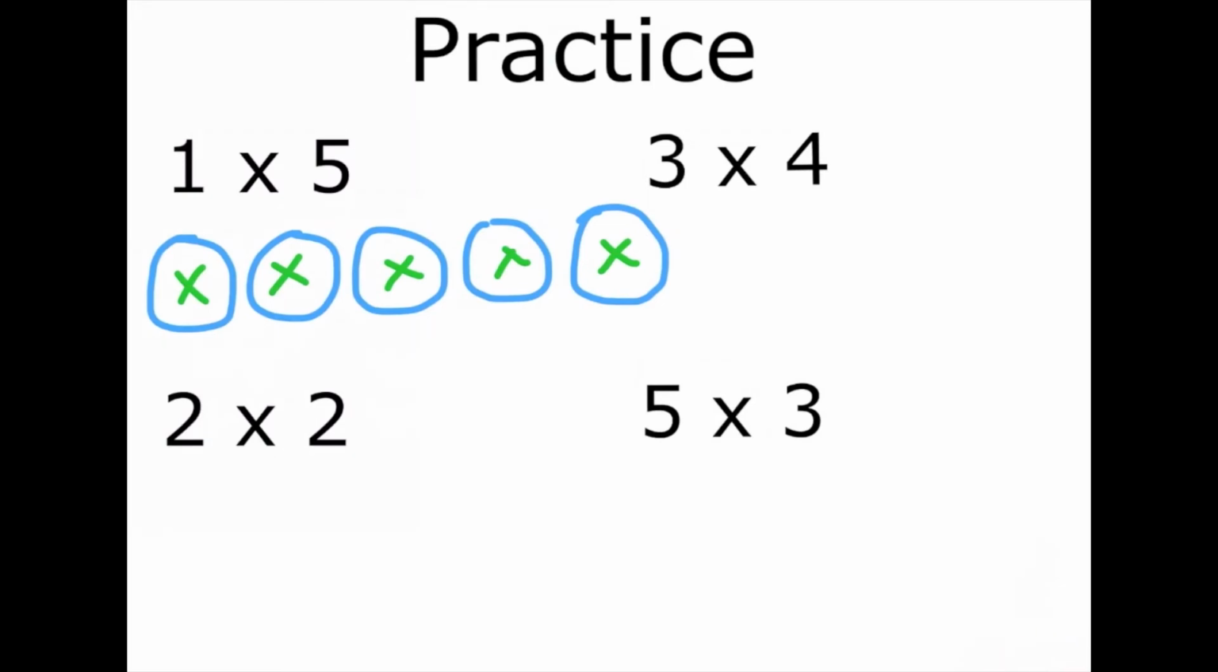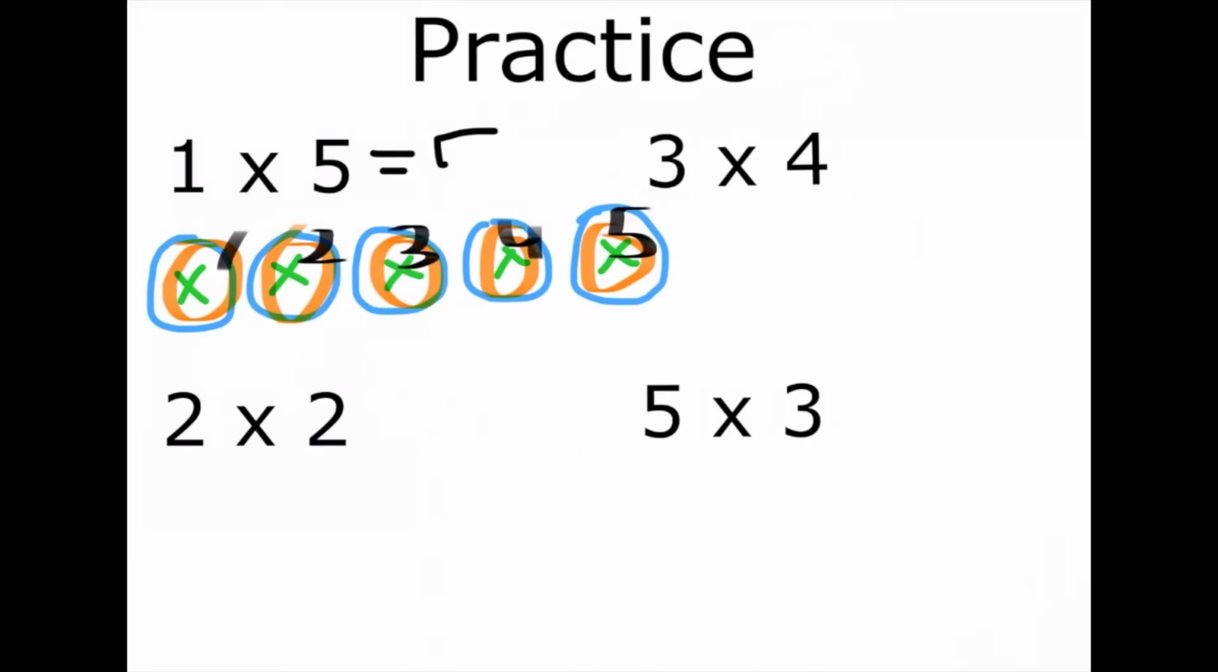Now we can count the number of x's we have in each group. We have 1 in each of the 5 groups, and so we can also conclude that because we have 5 groups of 1, the answer to this equation is 5. 1 times 5 is 5.